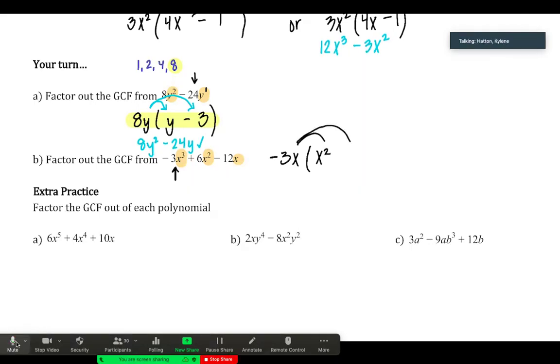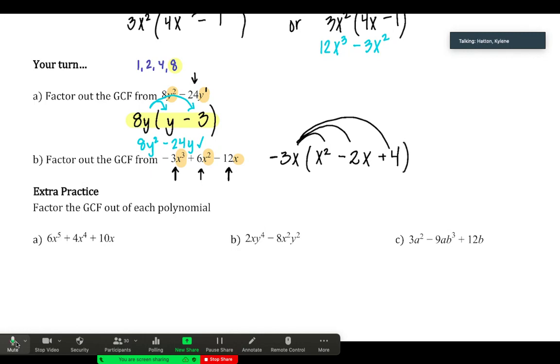And then for the next term, I have to figure out -3x times what is going to get me to positive 6x squared. So I would have to do -3 times a -2. And then to get from x to the x squared, I have to multiply in another x. And then now I have to think -3x times what is going to get me to -12x. Well, to get from -3 to -12, I have to multiply in a +4. And then to get from x to x, I don't have to change my power of x.